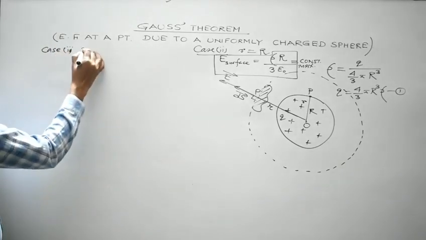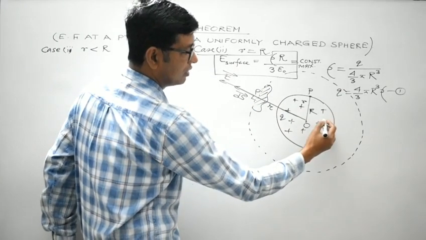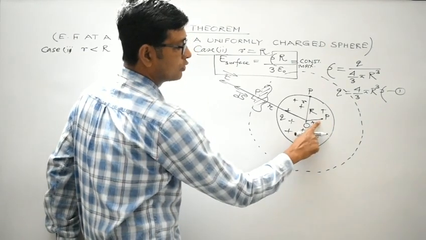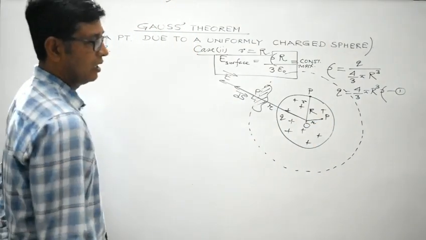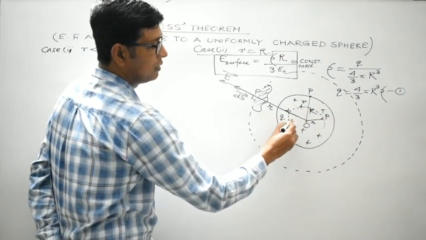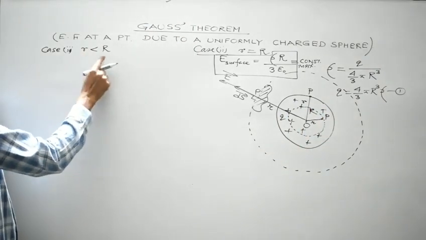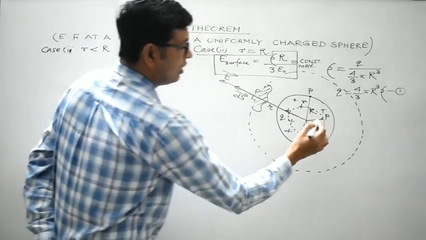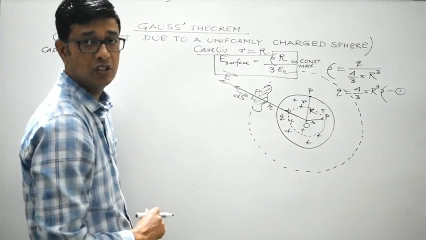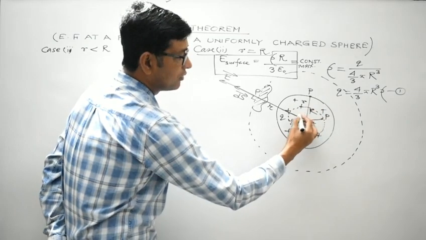In this case, we will consider the observation point to be lying inside the uniformly charged sphere. Suppose this is point P. So this is the distance of the observation point from the center. Again, in order to find the electric field at point P, we will consider a spherical Gaussian surface passing through point P of radius small r. So in this case, we are dealing with small r less than capital R. Now look, this spherical Gaussian surface must be enclosing some charge, which obviously would be less than Q. So let the charge enclosed by the spherical Gaussian surface be Q dash.